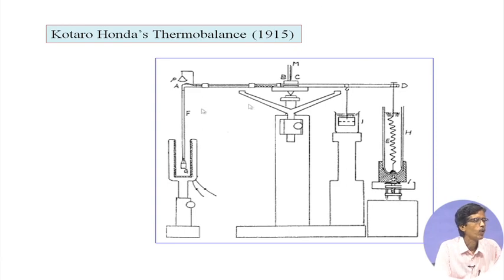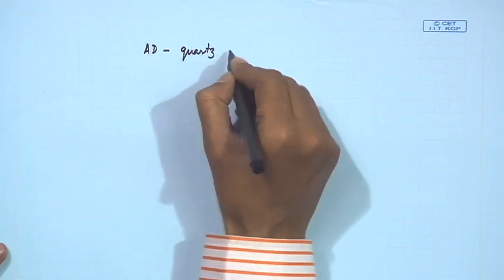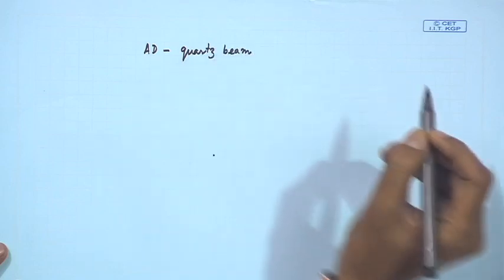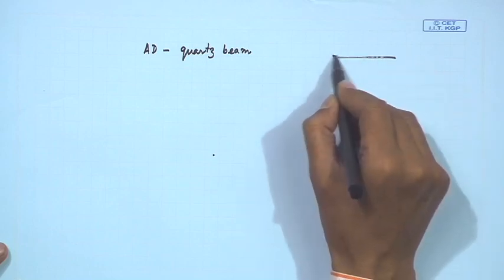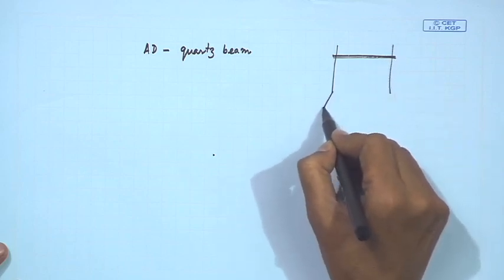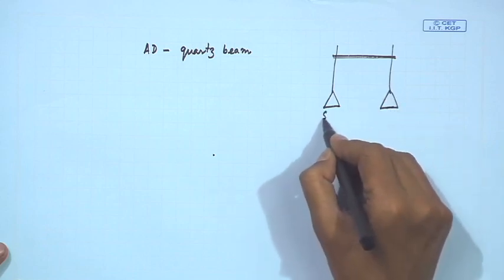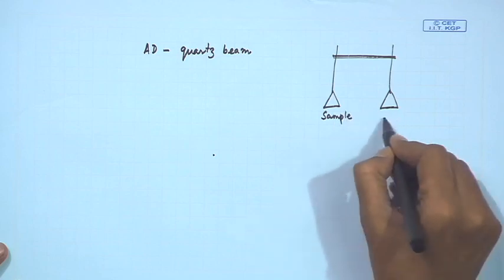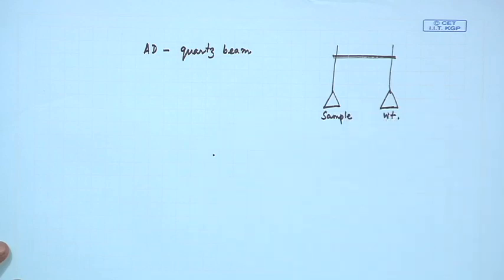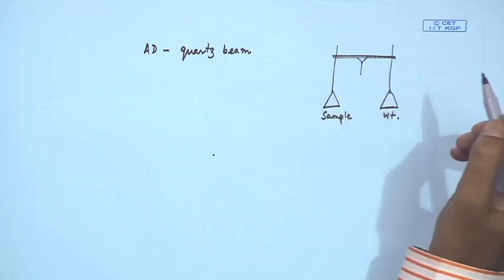So, the beam we get, this A and D, is the beam. So, we have a quartz beam. As we all know, a typical balance has one arm and another arm also. So, what we do is put the sample on one arm and the weight on the other. That basic idea we will follow here also, and this is the balancing unit.